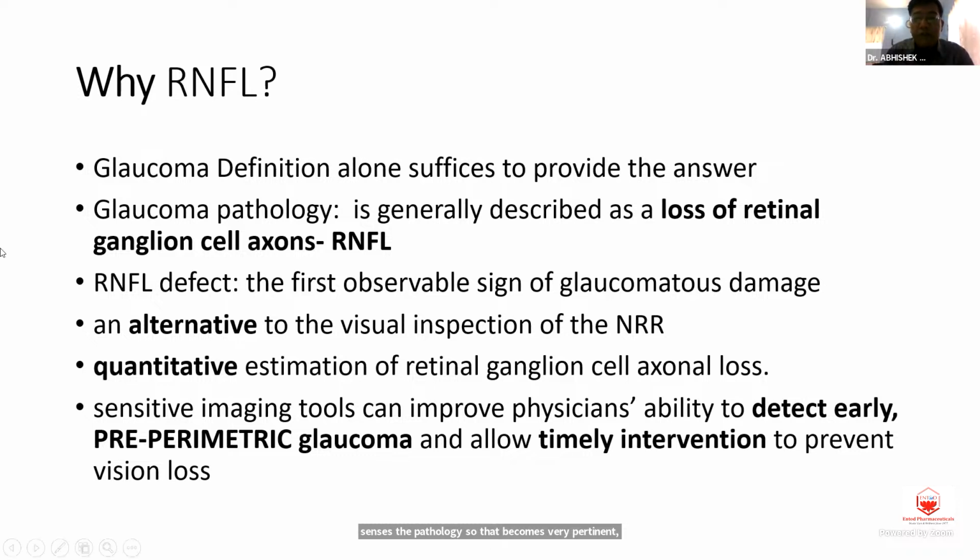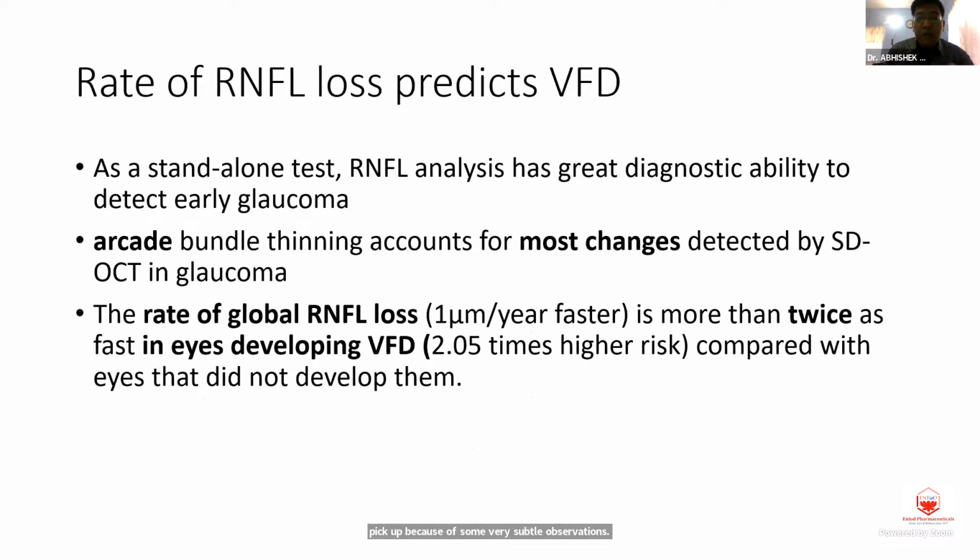And an alternative to visual inspection is the analysis we do with the OCT, and that also gives a quantitative estimation of the cell loss. If you are able to pick up those defects, it helps you not only in diagnosing pre-perimetric glaucoma, but also in differentiation. In last Sunday's class, there was a query regarding how to differentiate a glaucomatous cupping from a physiological cupping. It is definitely difficult, but if you do a proper RNFL analysis on OCT, you may pick it up because of some very subtle observations that we will come to later on.